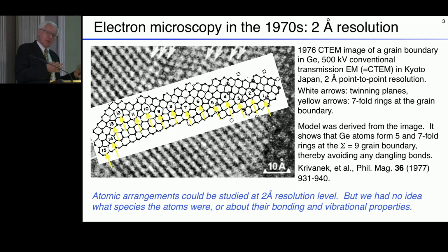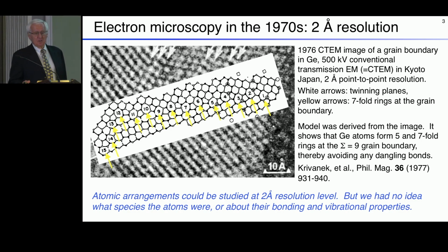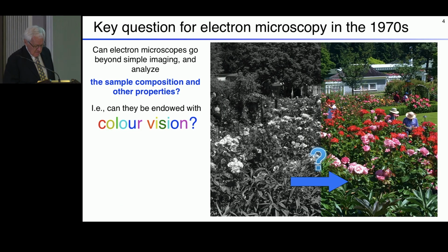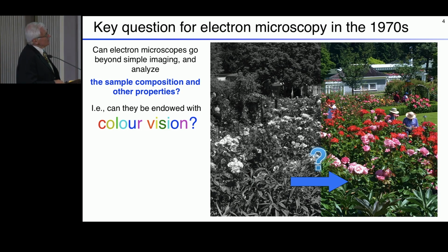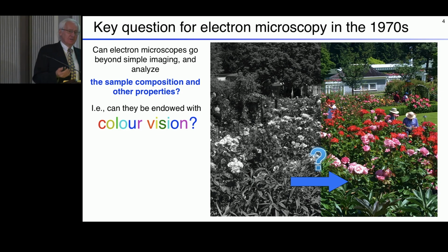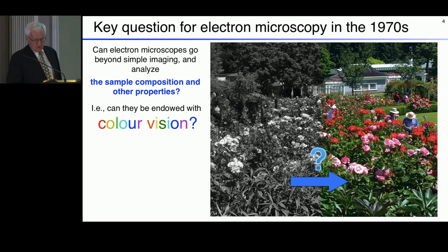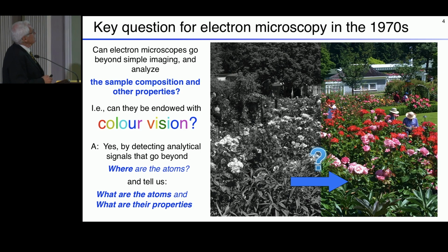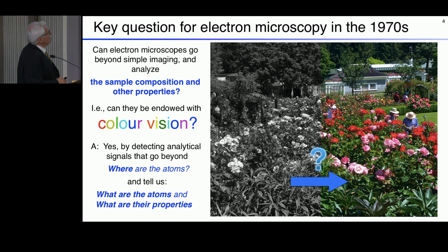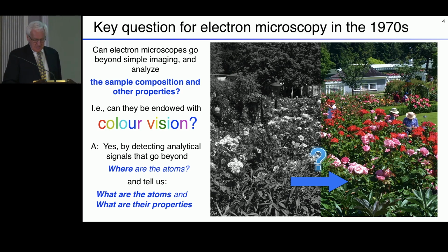But we couldn't tell what kind of atoms we had. If one of those germanium atoms was substituted for silicon, we would have had no idea. And that was a big weakness. So in the 70s and 80s, there was a big push for, can we go from looking at our samples in a kind of black and white way to a more spectroscopic way, where we resolve the color, which will tell us about the structure and the chemistry of what we've got. And the answer was yes, but we need to be detecting analytical signals that go beyond where are the atoms, and that tell us what are the atoms and what are their properties.